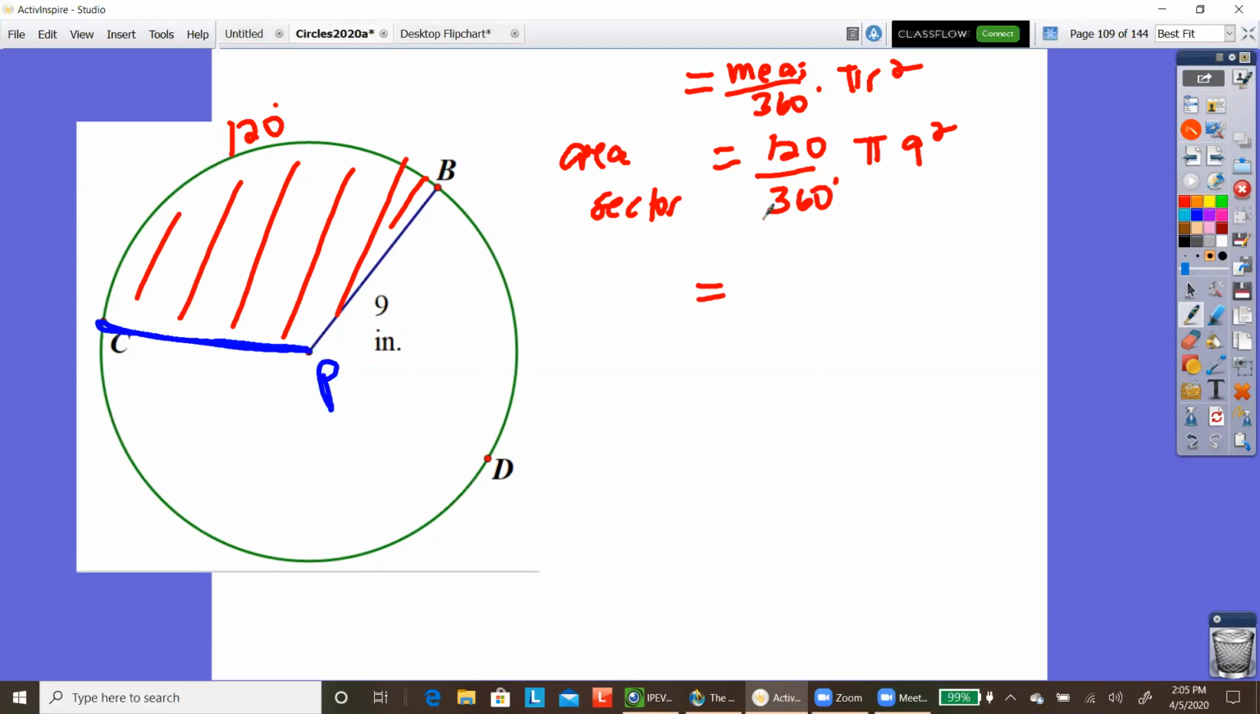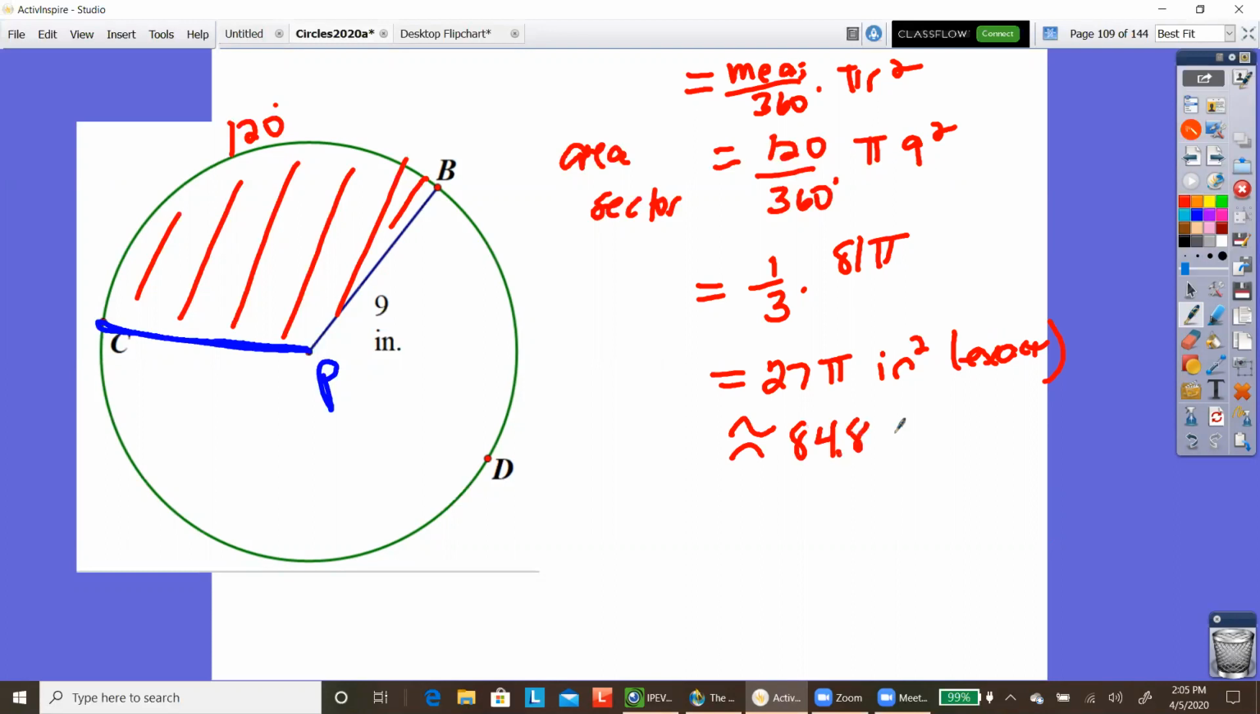I like to reduce, as you know, 120 over 360 reduces to 1/3. This is 1/3 of the circle. But I don't want the whole circle. I only want a portion of it. The entire circle is 81 pi for its area. I want 1/3 of that. So 27 pi square inches would be the exact area of that sector. And if you use the pi key on your calculator, that would be approximately 84.8 square inches. That would be the area of that sector.